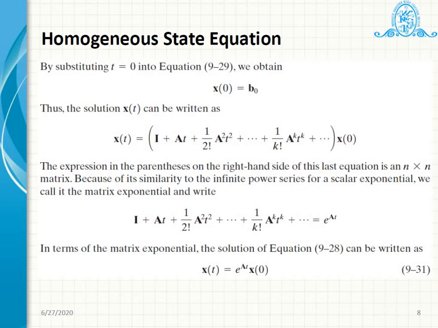x of t is equal to e raised to at x of 0. So this is the solution of the homogeneous state equation. Homogeneous means when there is no input. So x dot is equal to ax.